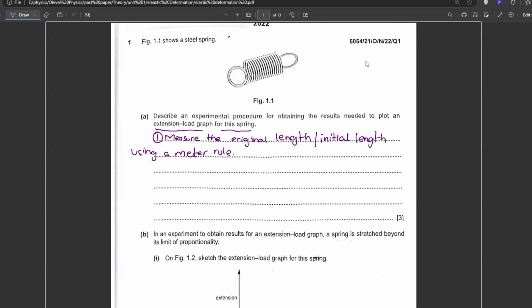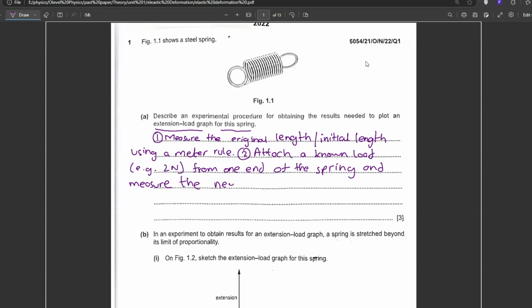What will be your second step? Attach a known mass, attach a known load, I would say. For example, 2 Newton from one end of the spring, and measure the new length of the spring.